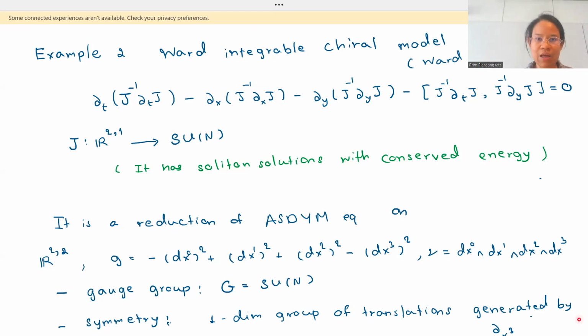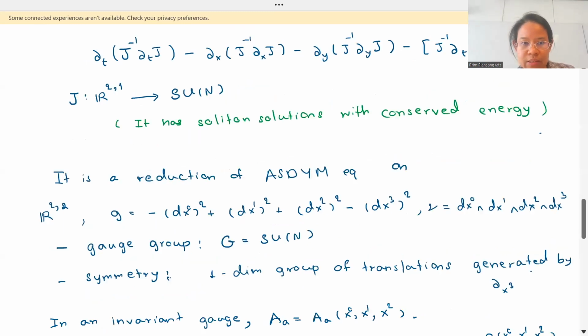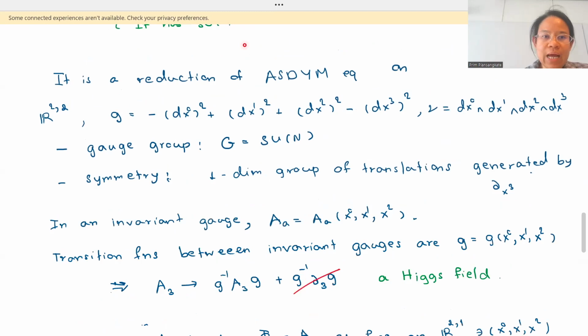Okay, so let me say, what are the conditions on the anti-pseudo-Yang-Mills equations that we can reduce it to the Ward chiral model? So we look at the anti-pseudo-Yang-Mills equation again. It's still on R^{2,2} with a neutral signature metric. But in this example, it's more convenient to use Cartesian coordinates like x0, x1, x2, x3. Okay, and the gauge group is SU(N).